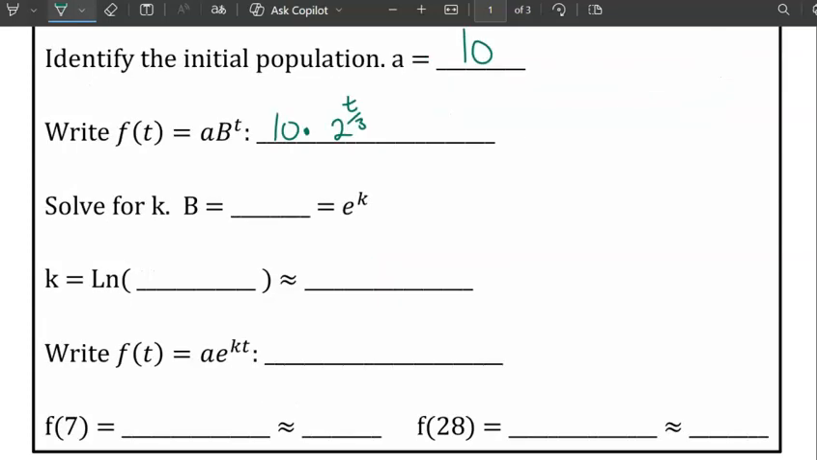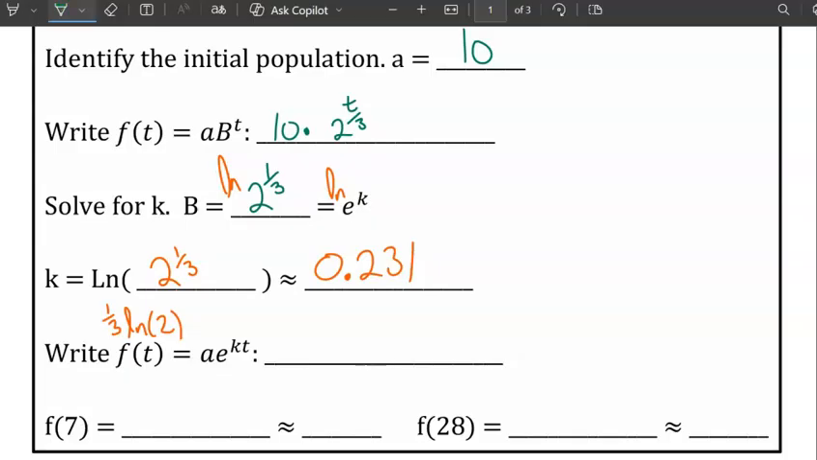To solve for k, we're going to let b equal our 2 to the 1/3 power, and that's going to equal e to the k. Take the natural log of each side, and so k equals ln of 2 to the 1/3 power, which is 1/3 ln of 2, and we can approximate that to get 0.231.